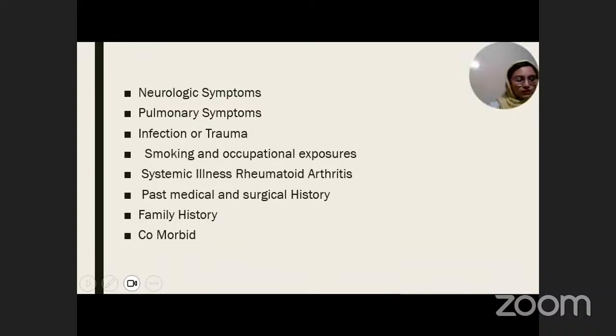Ask the patient about neurological symptoms like tremors, dysarthria, any limb weakness. Rule out pulmonary symptoms like cough, hemoptysis. Ask about infection or any trauma, smoking and occupational exposures. Systemic illness like rheumatoid arthritis should also be ruled out. Past medical and surgical history is also very important. Likewise, family history and comorbidities.